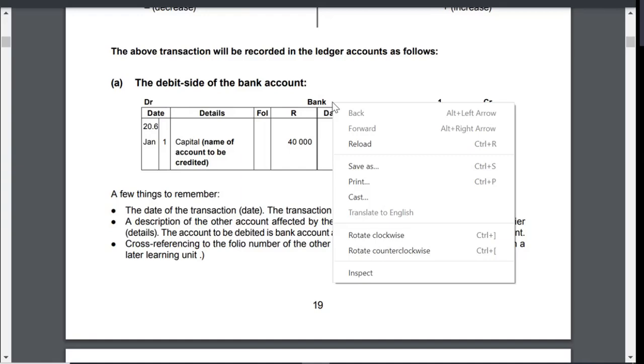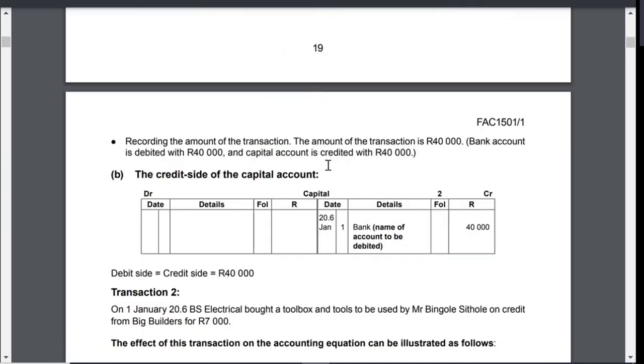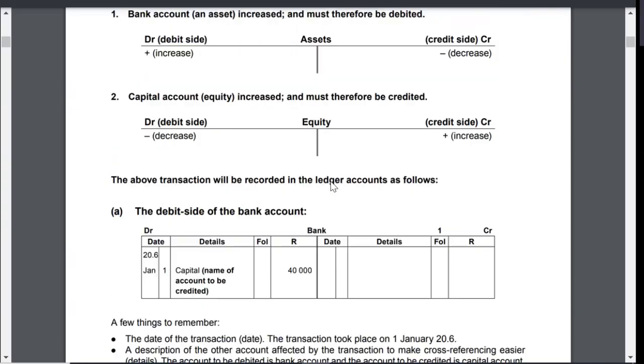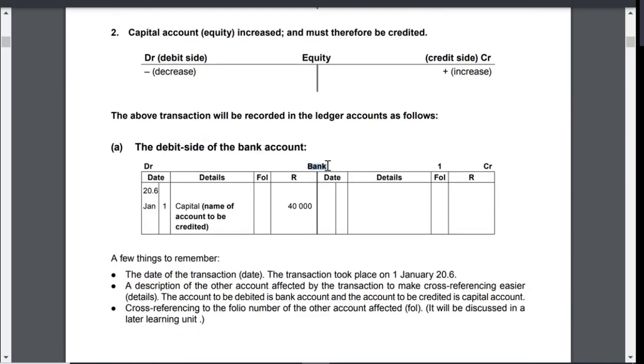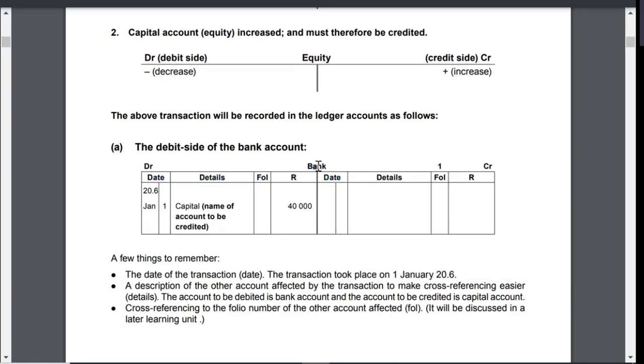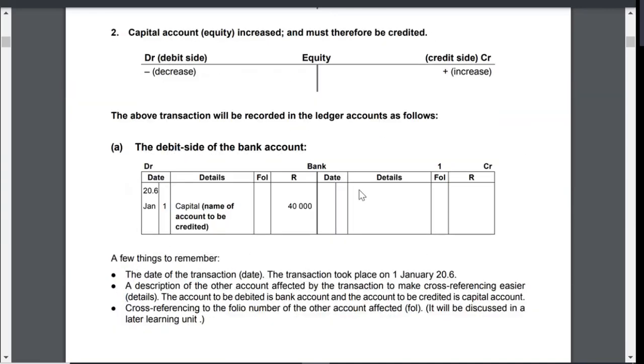No. Okay. I need you, especially when you're studying, to add a note saying this is an asset. So for you to remember this account, this is an asset. And next to this, also add that this is owner's equity. So you need to add a note and say asset, and then on the side of capital, say equity.